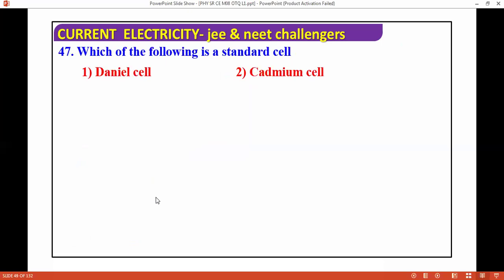Which of the following is a standard cell? Daniel cell, cadmium cell, Leclanche cell, or lead accumulator. The cadmium cell is a standard cell. It's an easy question. If you know, you know.